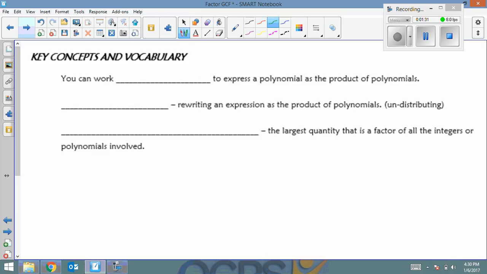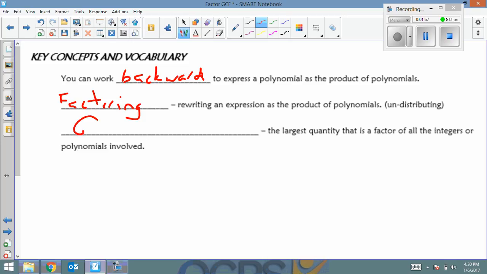So today we're going to talk about factoring, and to do factoring we can work backwards to express a polynomial as the product, meaning multiplication, of polynomials. Factoring is rewriting an expression as a product of polynomials, so a multiplication of polynomials.